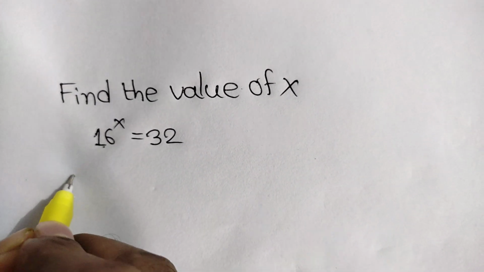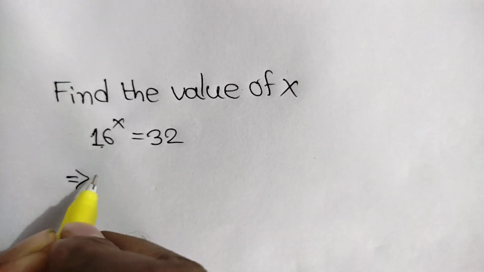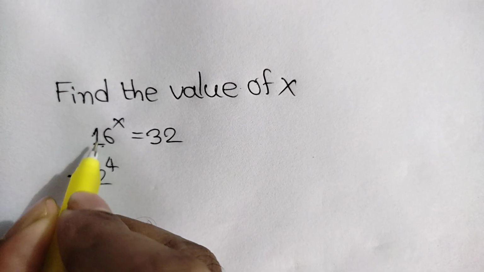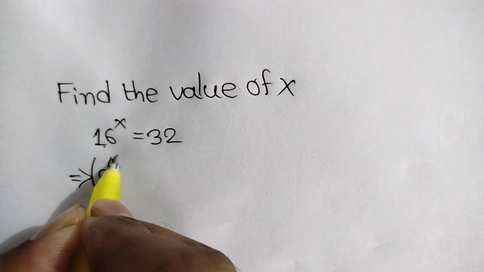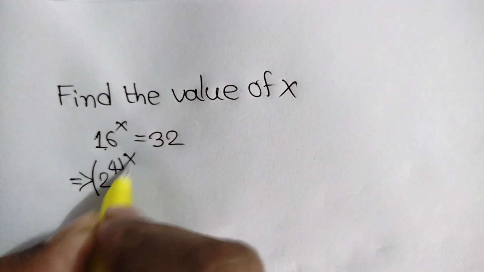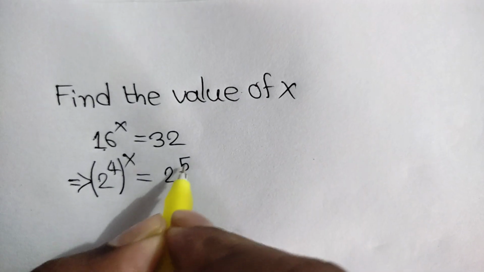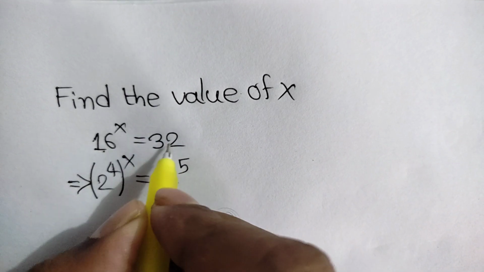Here we can write (2 to the power 4)^x, because 2 to the power 4 is the same as 16, is equal to 2 to the power 5, because 2 to the power 5 is the same as 32.